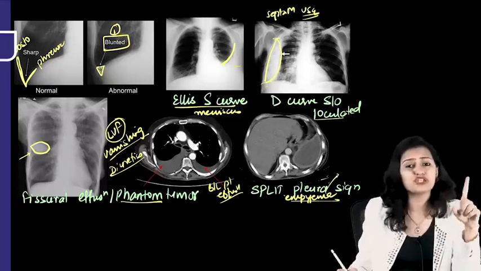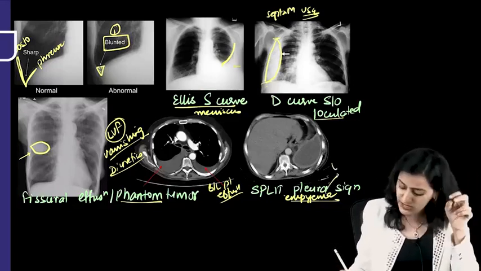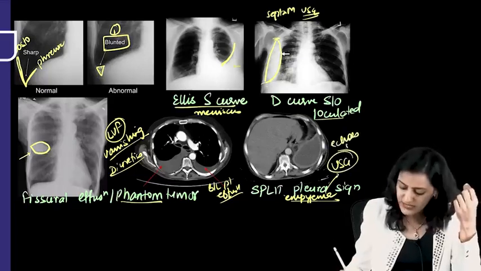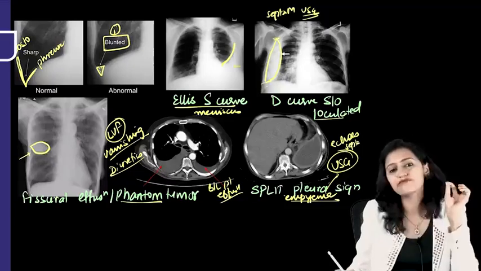So how can we differentiate empyema from pleural effusion? Ultrasound is a good investigation. It will show the echoes and the septations in a case of empyema.